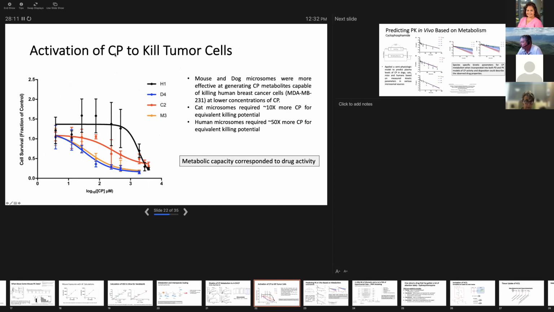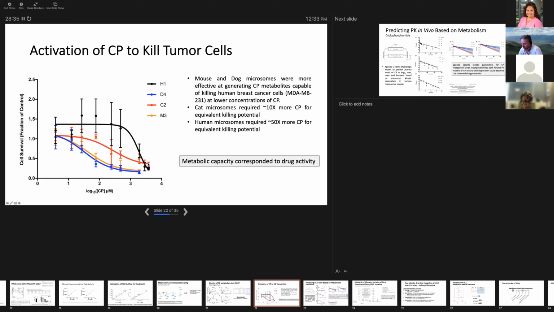And the cool thing about this is that you can actually reflect this in activation of cyclophosphamide to killing. This just shows a bioassay where we used each of these microsomes to generate active drug. Again, the dog is the best at the lowest concentrations. You can kill the most breast cancer cells. That's what we're using as our target cell. And in humans, you've got to get much higher concentrations before you can start killing these cells, because you're not generating the reactive metabolite as well.